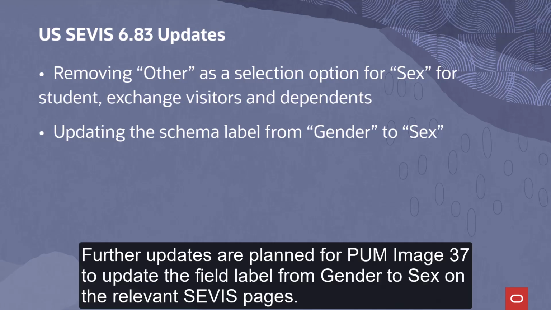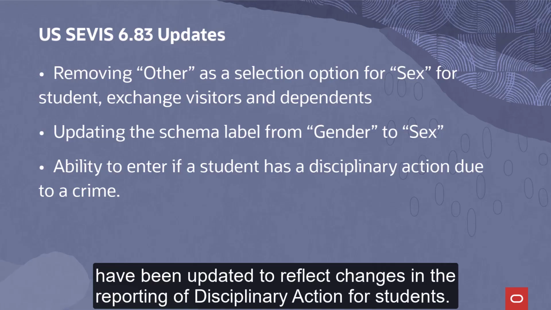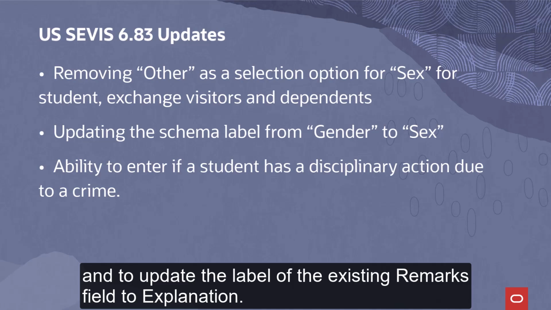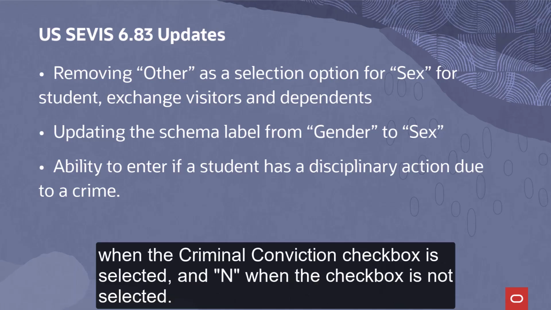The Select Alerts to Report and the Export SEVIS Events process have been updated to reflect changes in the reporting of disciplinary action for students. The additional data page in Select Alerts to Report, FM, is updated to add a criminal conviction checkbox and to update the label of the existing Remarks field to Explanation. The export process is also updated to include the new discipline due to crime element as Y when the criminal conviction checkbox is selected, and N when the checkbox is not selected.